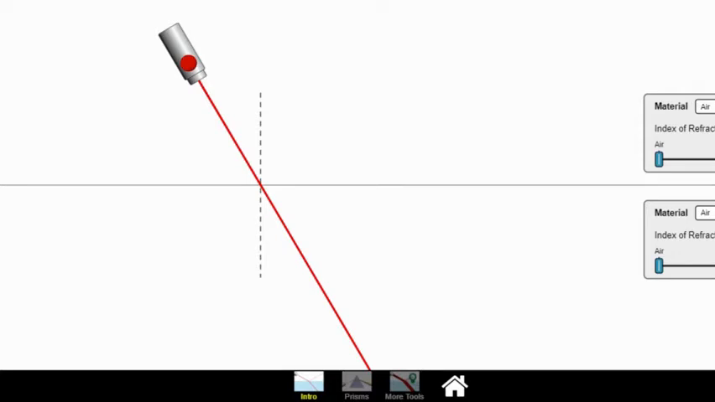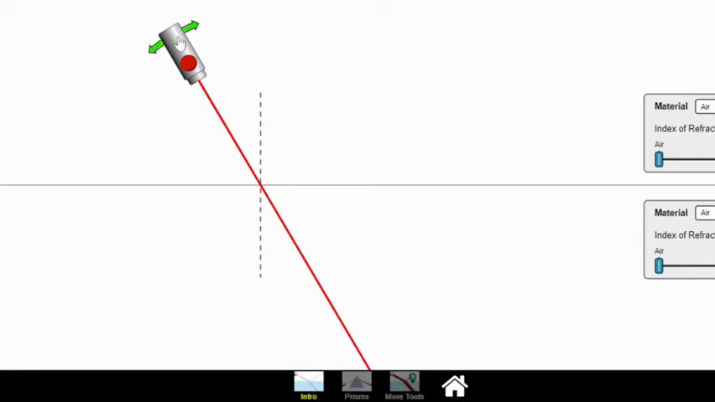So feel free after this demonstration or instructional video, whatever you want to call it, feel free to go to that and mess around with this and play around with this any way you want. Okay, so right now we have one of the requirements being met for refraction to occur.